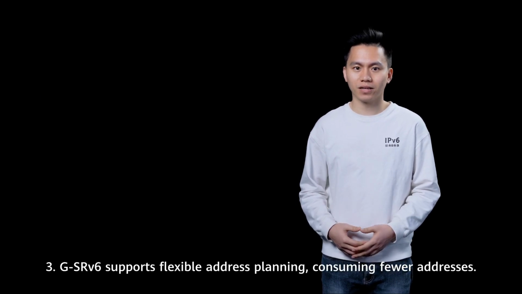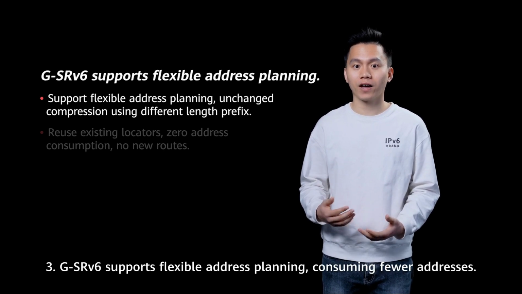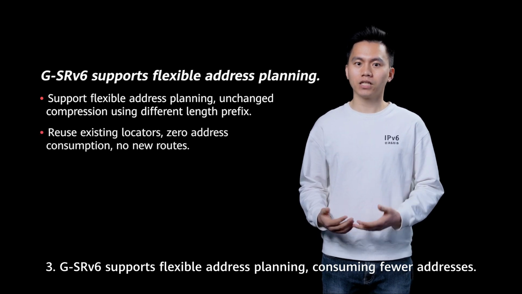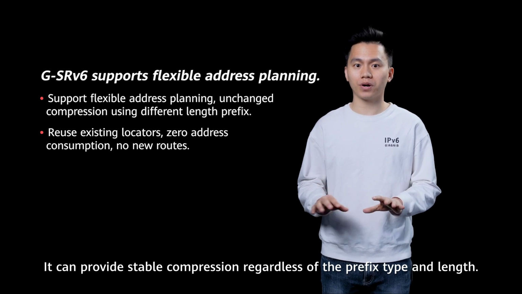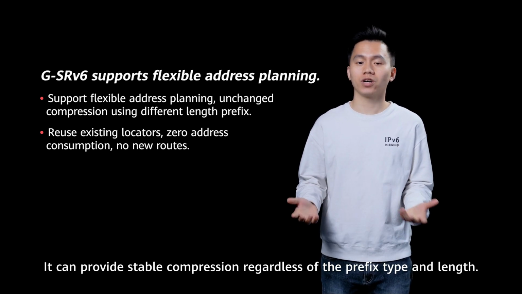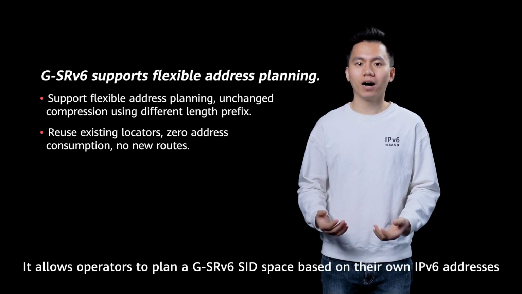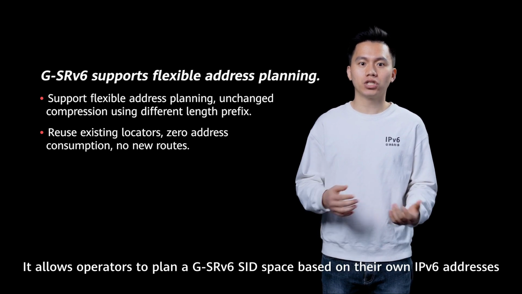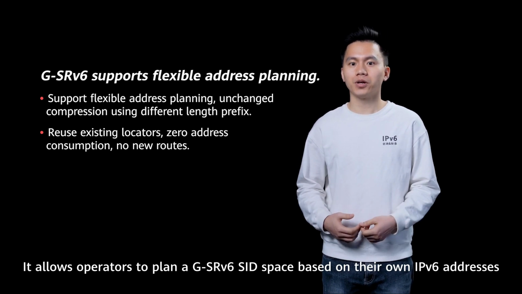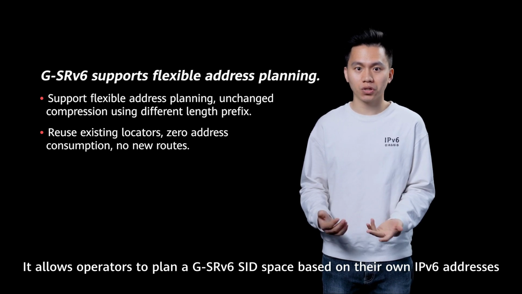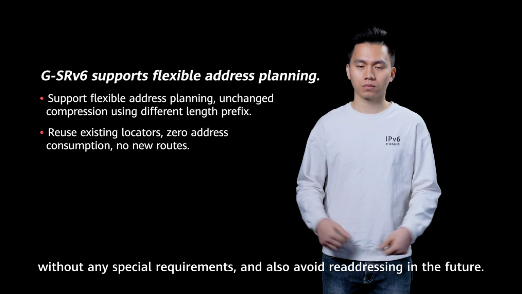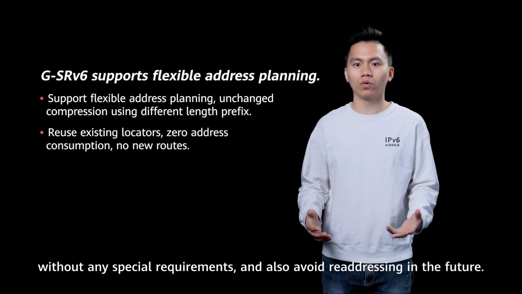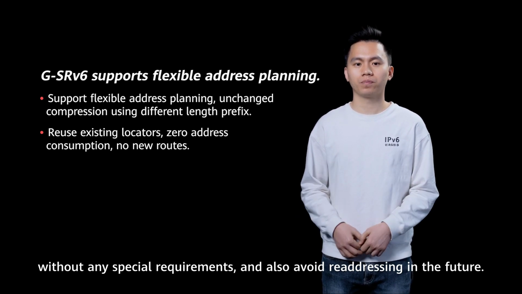The third one is that G-SRv6 supports flexible address planning, consuming fewer addresses. It can provide stable compression regardless of the prefix type and length, and it allows operators to plan the G-SRv6 seed space based on their own IPv6 address without any special requirement. And also we can avoid readdressing in the future.